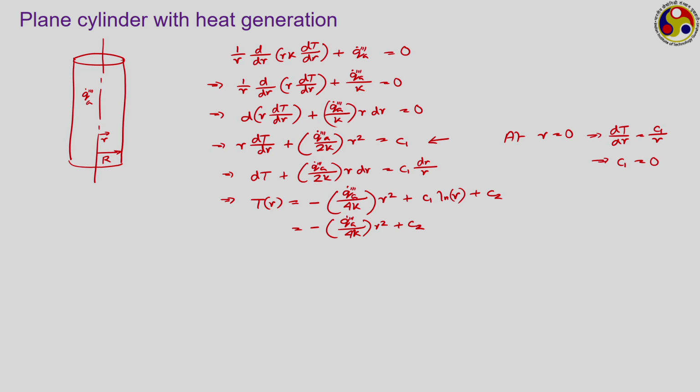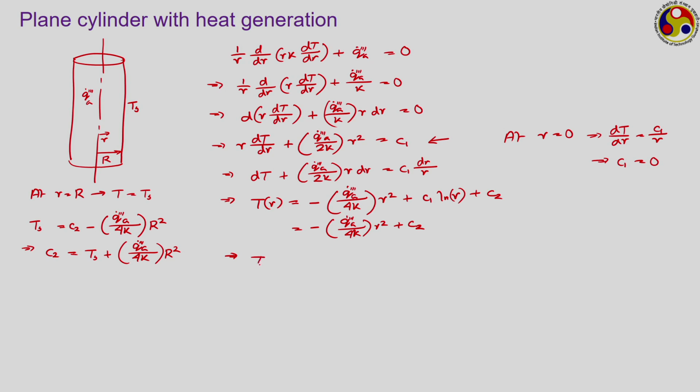The second boundary condition is quite straightforward. Let us say the surface temperature is Ts. So, at R equal to capital R, T is equal to Ts. Accordingly, T at R is equal to Ts minus q0 dot triple prime upon 4k into capital R square. So, I should have written Ts is equal to C2 minus this, giving you C2 to be equal to Ts plus q dot triple prime upon 4k into R square.